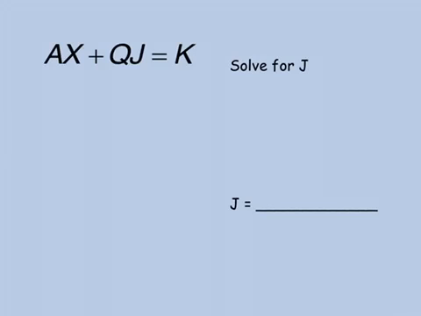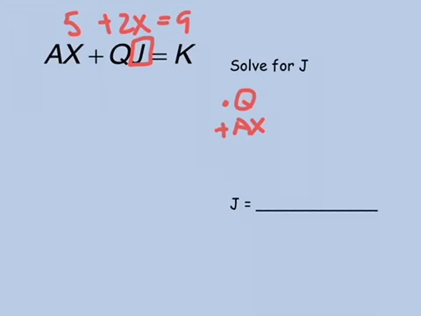Here we have ax plus qj equals k. No numbers in it, but it looks very similar to the one we had above, which was 5 plus 2x equals 9. Here, though, we're going to be solving for j. Again, same steps we did before. We look at j. J is being multiplied by q, and then having ax added to it. So if we want j all by itself, in other words, we want j equals, we've got to get rid of the ax and the q. So we start by getting rid of the ax. We subtract it because it's being added.